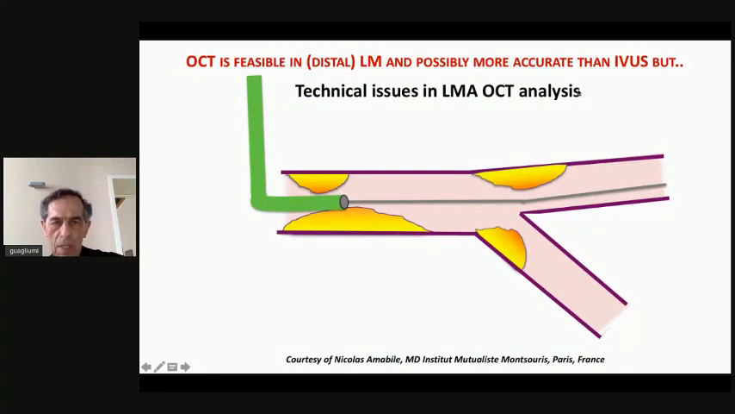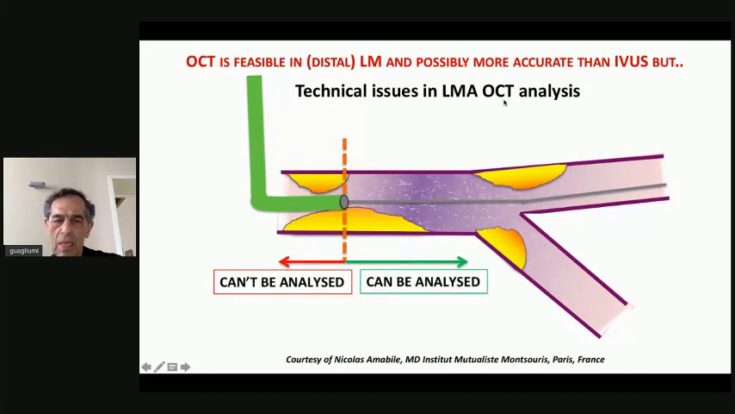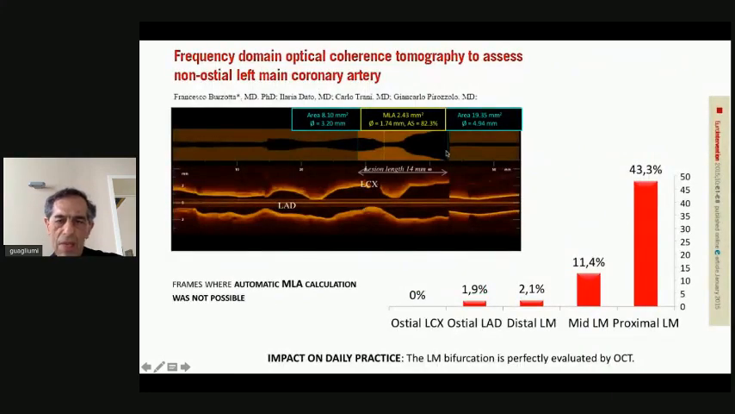OCT is feasible in the left main, and perhaps is possibly more accurate than IVUS in the distal left main, but there are technical issues. One of the technical issues is that you can be in trouble in assessing the ostial left main or the very short left main. There is a clear explanation why, because you have to engage the catheter, and you have in any case to seat properly the catheter.